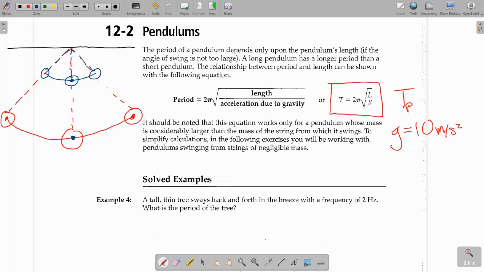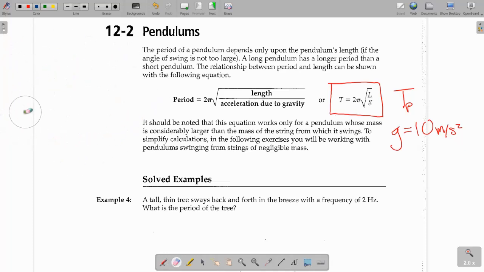We'll start with a couple examples, and then I'll ask you guys to pause the video, and then you'll work on the practice problems by yourself, and then you can come back and check the answers.